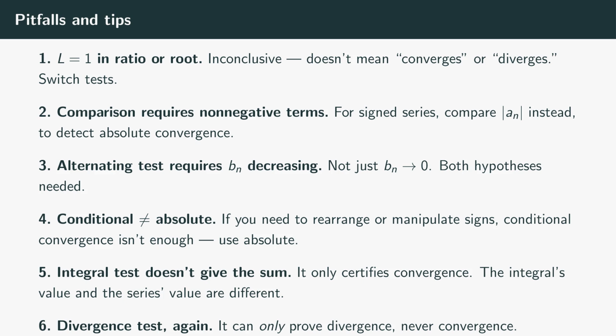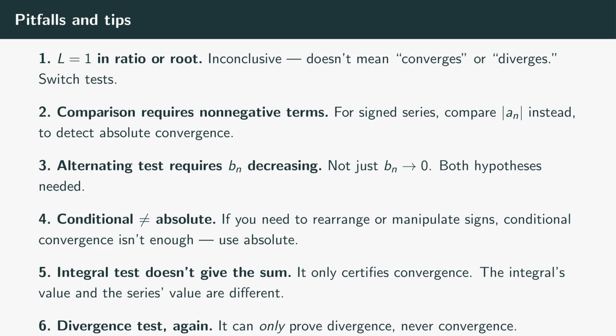3. The alternating series test needs both hypotheses, b sub n decreasing and b sub n approaching 0. Just going to 0 is not enough. A counterexample, b sub n equals 1 over n for n even, 1 over n squared for n odd, goes to 0 but isn't monotone, and the alternating series could diverge. Always verify monotonicity. 4.